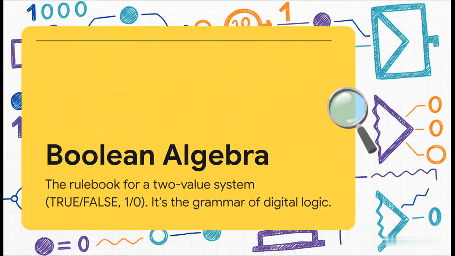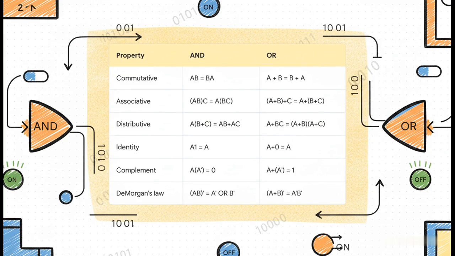See? Not so bad. So these rules you're seeing here, this is the absolute foundation of all digital logic. It really is just like grammar. You know how in English, dog bites man means something totally different from man bites dog? Well, these rules do the exact same thing for the computer. They let us build these complex logical statements that the machine can understand perfectly, with zero confusion.